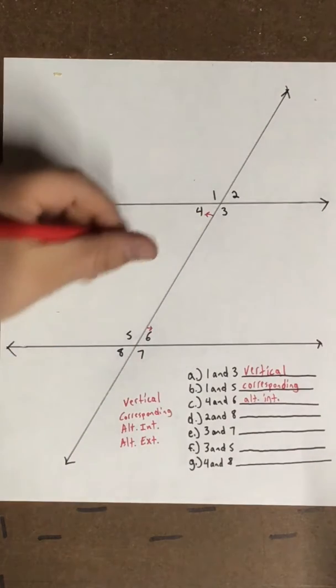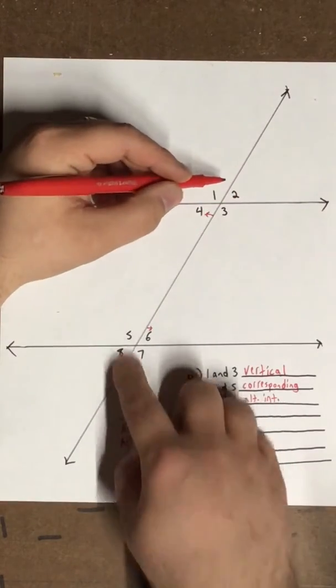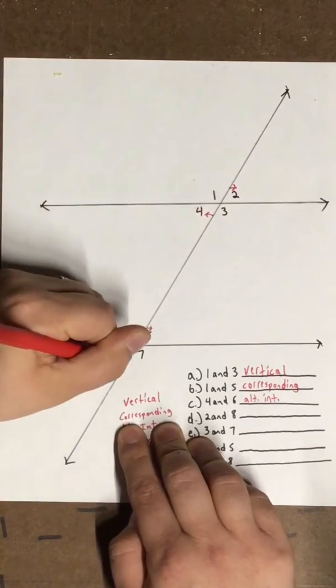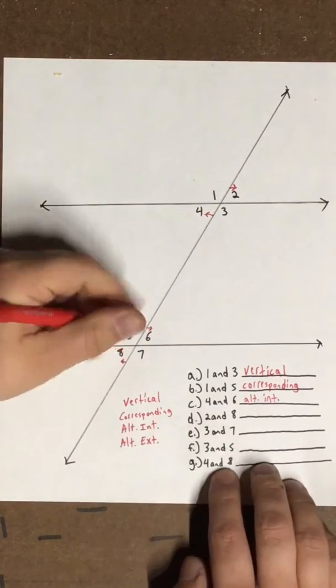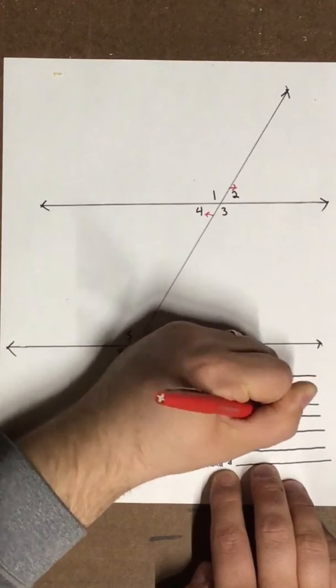2 and 8, 2 is on the outside of this line, 8 is on the outside of this line. They're also alternating. 2 is on this side, 8 is on this side. I would call these alternate exterior.